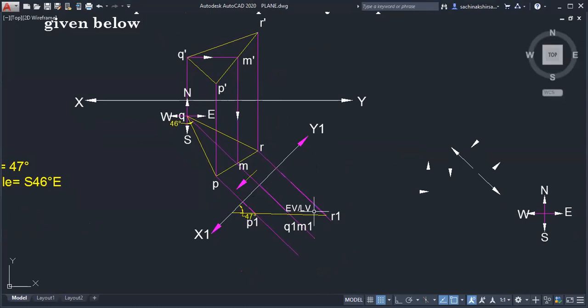Once we mark all these points P1, Q1, M1, R1, how will you cross-check with yourself what you should get here? All points should be on a single line, which is the line view or edge view. And the acute angle made by that line view or edge view with the reference line, which angle are we calling it? It is called dip angle.